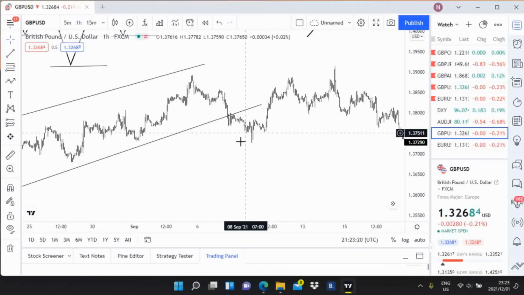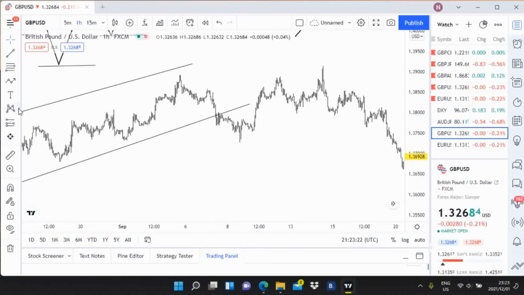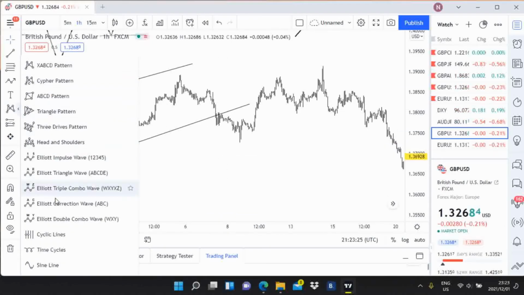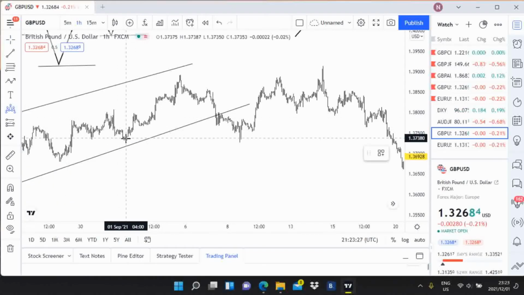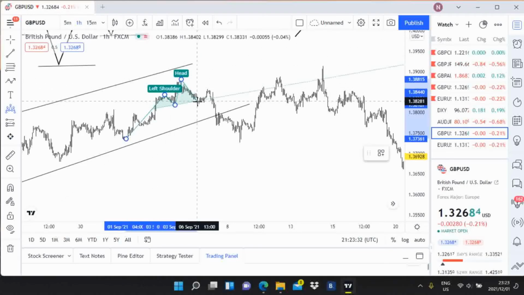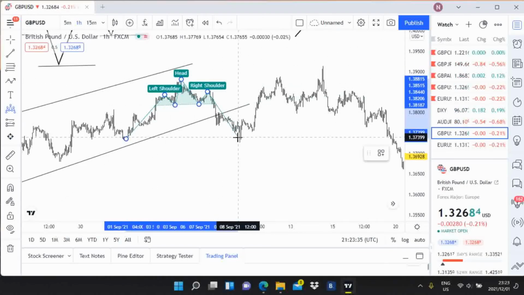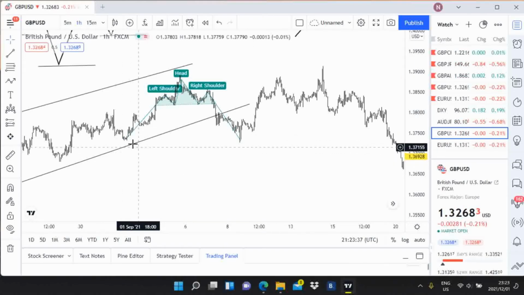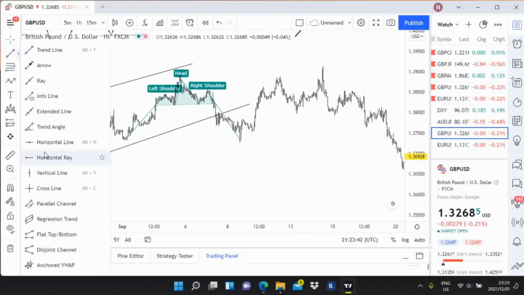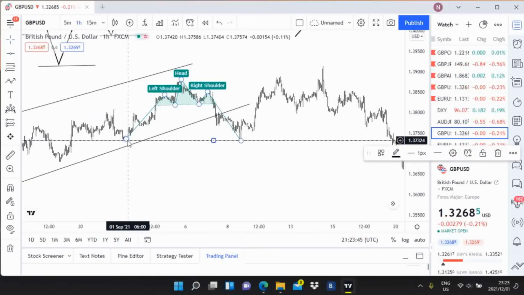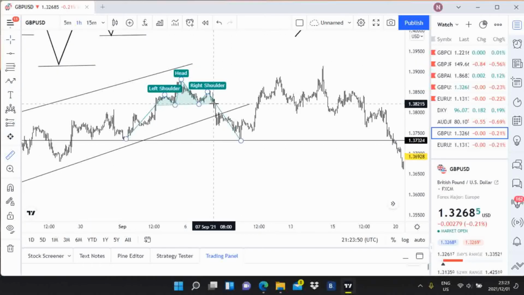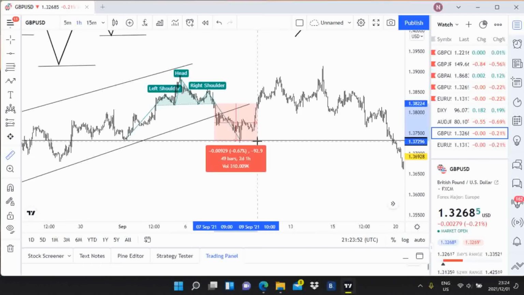Yeah, here is your head and shoulder pattern. Let me just look for the pattern here. Here you have it. Left shoulder, your head, right shoulder, and boom. And there is your TP right there, your take profit. Here, as you can see, take profit smashed at plus or minus 100 pips.